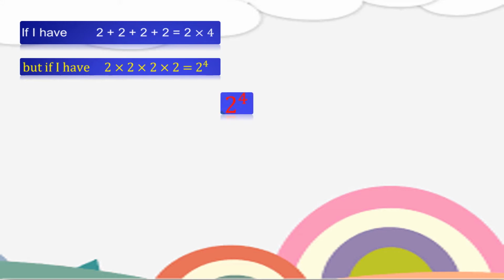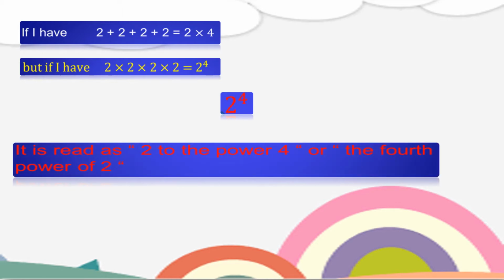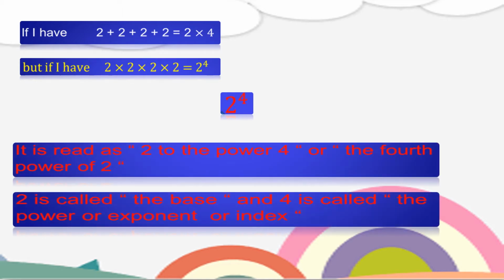But if I have repeated the same number by multiplying, that means I have a power. 2 times 2 times 2 times 2 equals 2 to the power 4. It's read as 2 to the power 4, or the fourth power of 2.